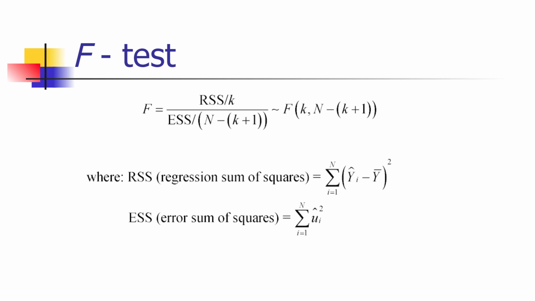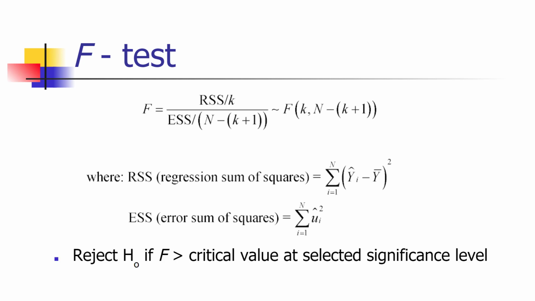In the numerator, we take the regression sum of squares, that sum of squares that's explained by the regression, and we divide that by its degrees of freedom, which is the number of variables we use to compute that. In the denominator, we take the error sum of squares, the sum of squared error terms in the regression, and we divide that by the degrees of freedom for the error sum of squares, which again is n minus (k plus 1). We reject the null hypothesis that there's no effect if the estimated F statistic exceeds the critical value for an F statistic at the selected significance level.